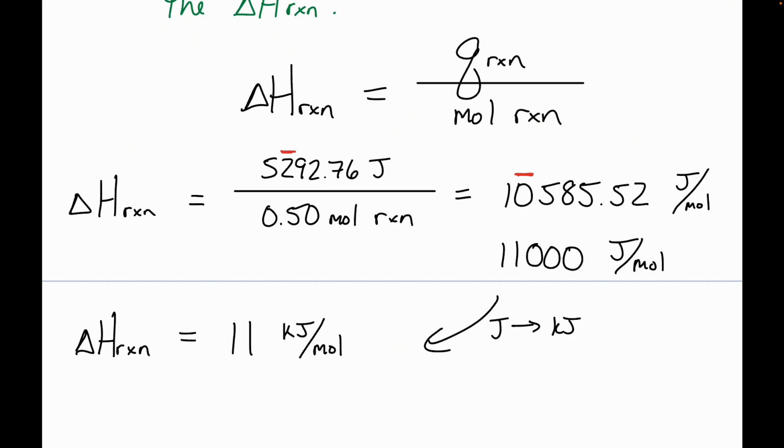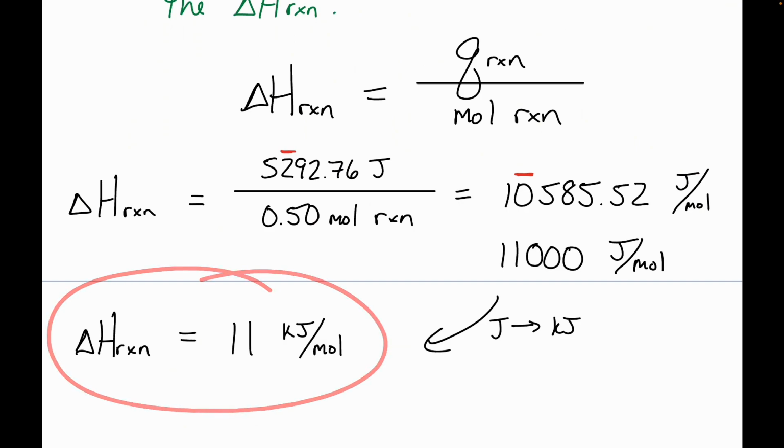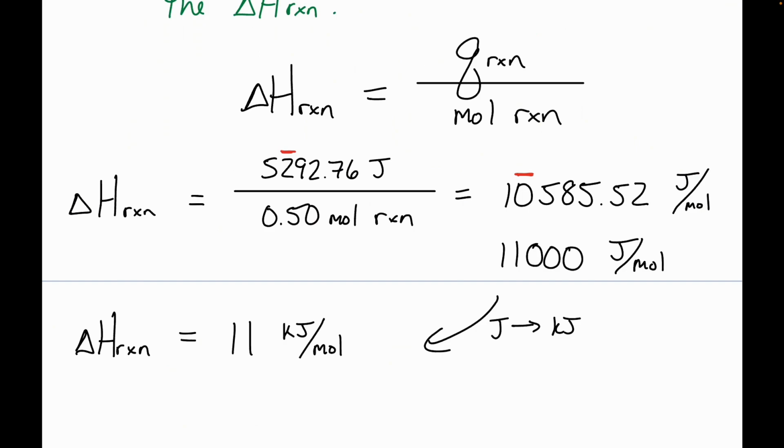And again, that's how you will typically see delta H represented when we use our constants page or our bond dissociation energy. We're always working in kilojoules per mole for our enthalpy. That is the typical units.